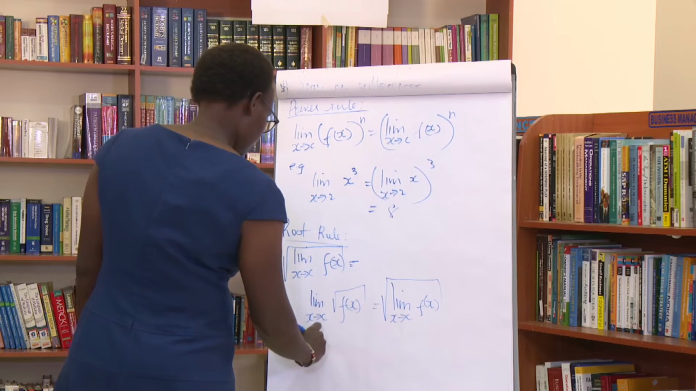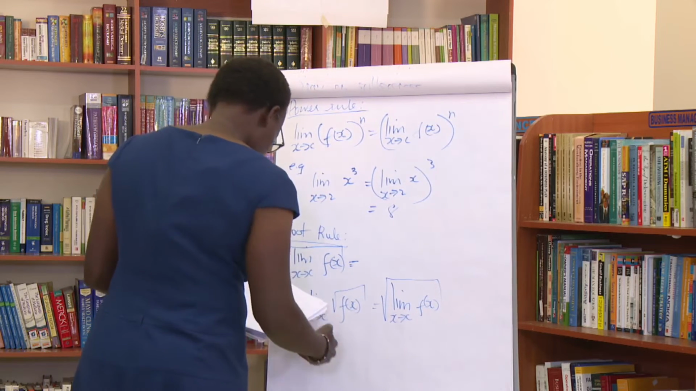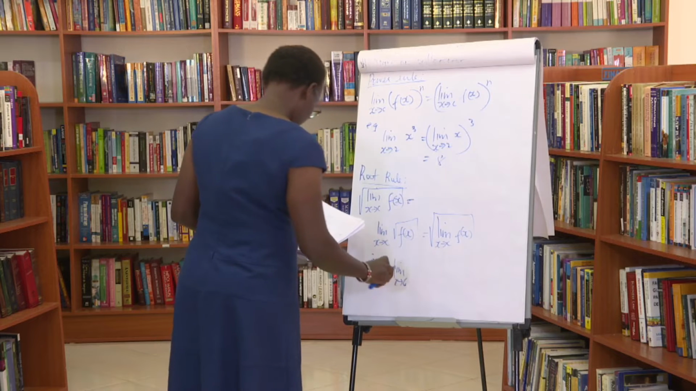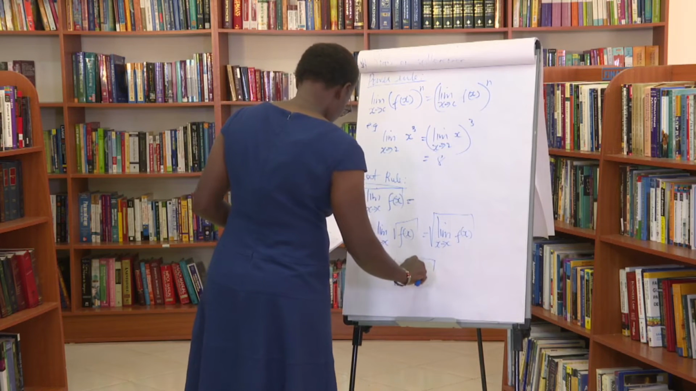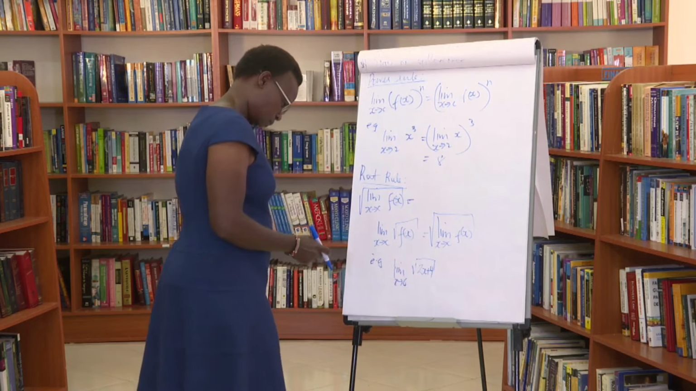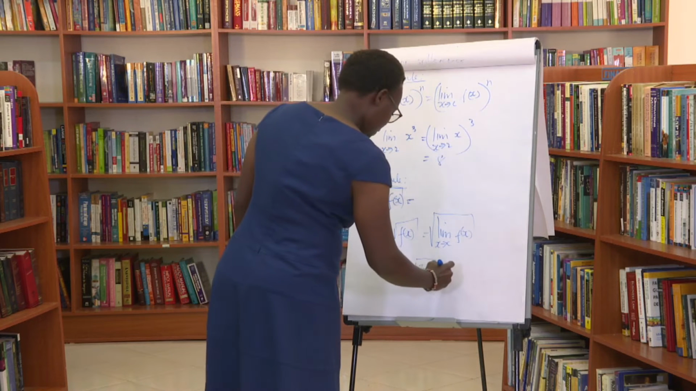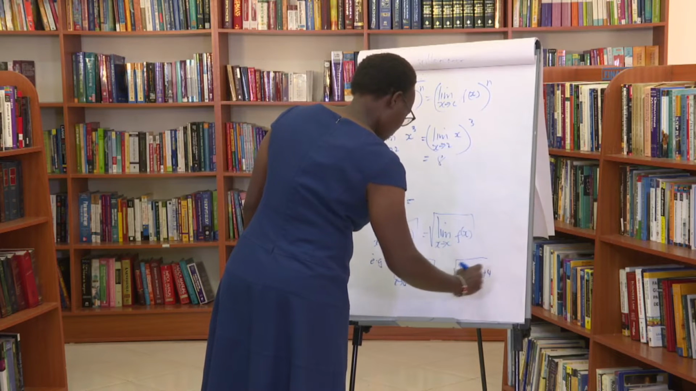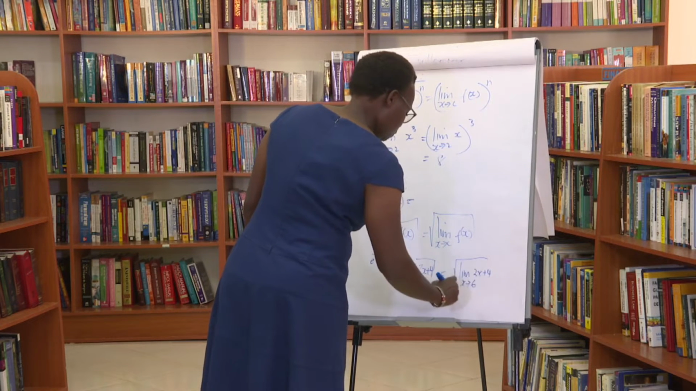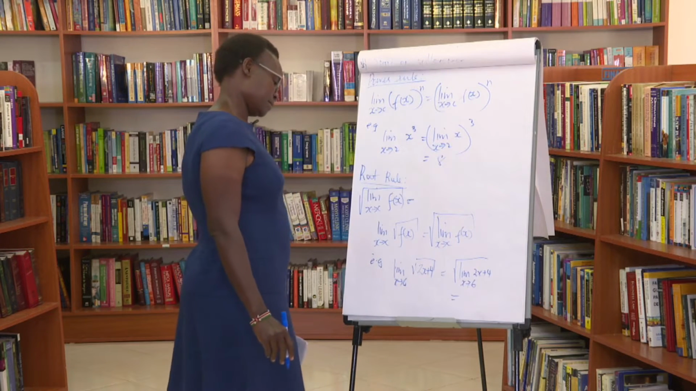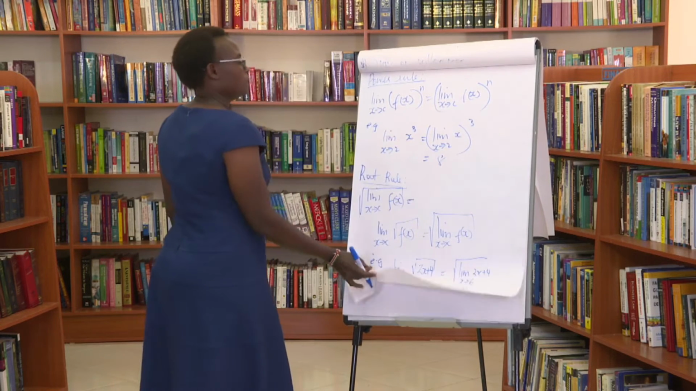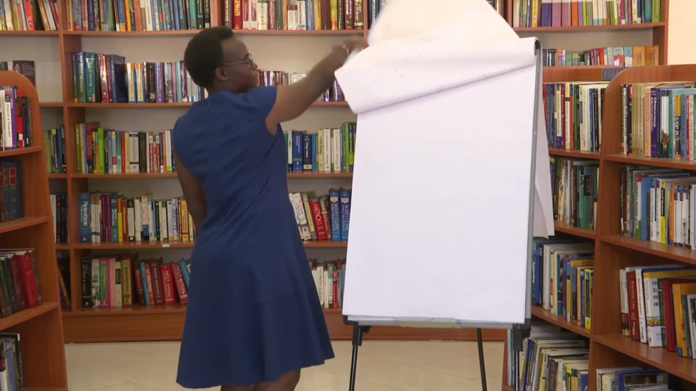Example, you have a limit as x tends towards 6 of the root of 2x plus 4. So this is the same as getting the root of the limit of 2x plus 4 as x tends towards 6, which gives us our answer, square root of 16, which will give us 4. So that gives us 4 as our answer there.